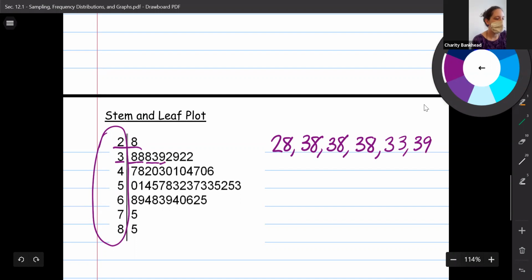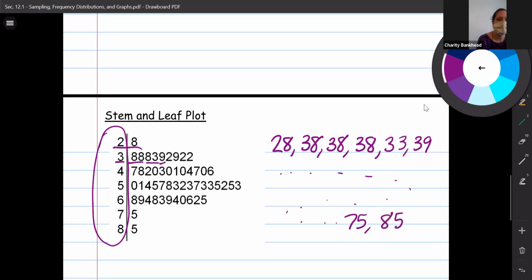Okay. And then a bunch of other numbers. And then at the end we have 75, and then the largest number in the set is 85. Okay. Does that make sense?